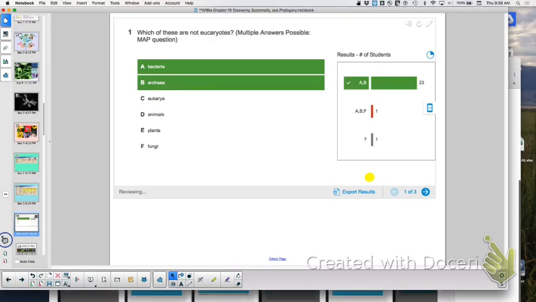Which of these are not eukaryotes? Yep, bacteria and archaea. These four down here are all underneath eukaryotes. Fungi, right? So archaea and bacteria, those are two domains. Eukarya, Animalia, Plantae, Fungi. These are the four kingdoms underneath Eukarya.